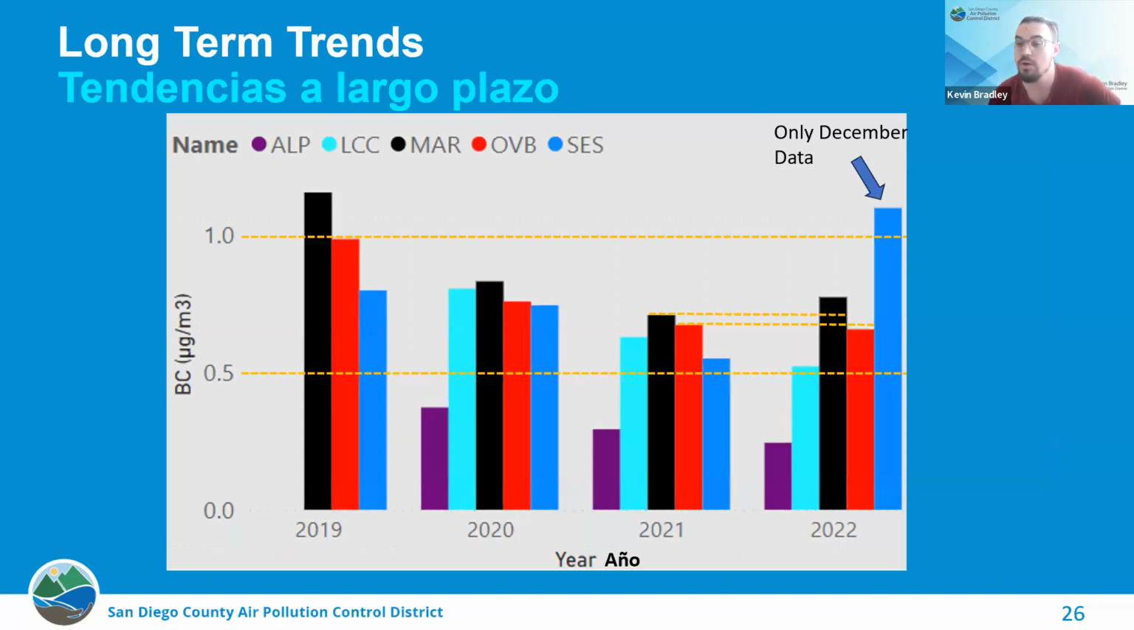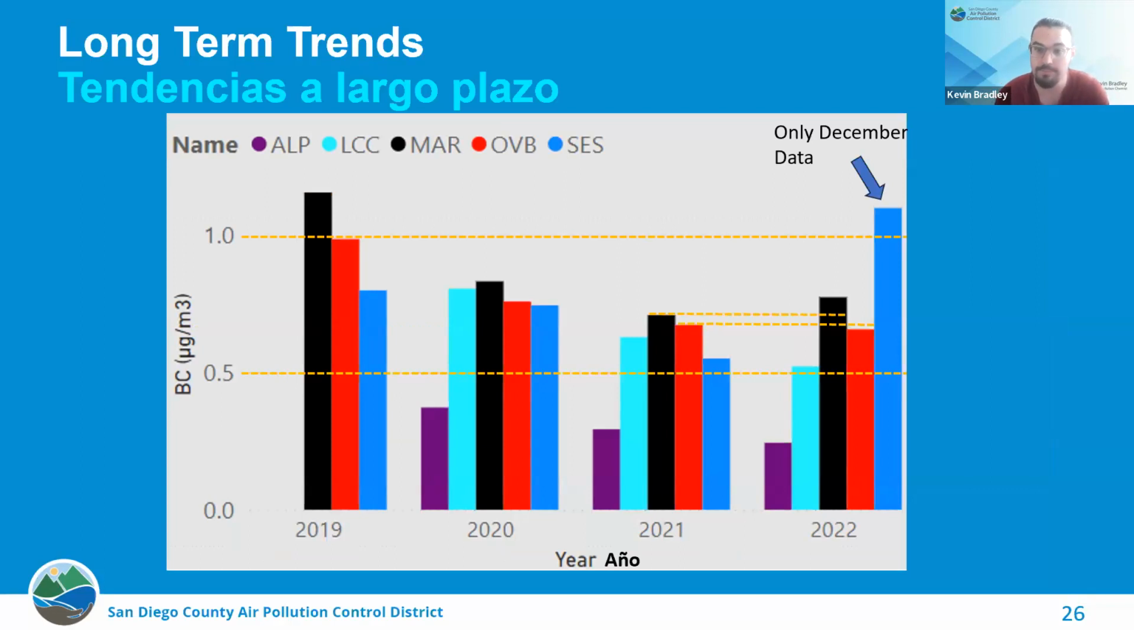So one thing that you'll notice, Boston Avenue is missing. The reason for that is we actually installed that monitor late last year, so we don't actually have a full calendar year of data yet to have an annual average yet. So that's why that site is not here. And then Alpine was not installed until 2020, so that one is absent in 2019. But big picture, we are seeing general downward trends in the levels of our data.